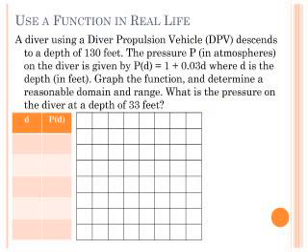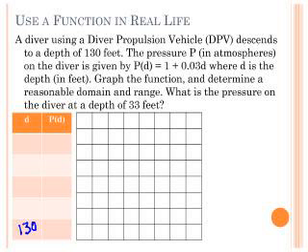Alright, solving this problem, we like to make sure that we know every bit of information before we get started, so we need to read carefully. A diver using a propulsion vehicle descends to a depth of 130 feet. So the deepest that he'll go is 130 feet. So I know that the last one I want to try on the table is going to be 130 feet, because that's as deep as he's going to go.